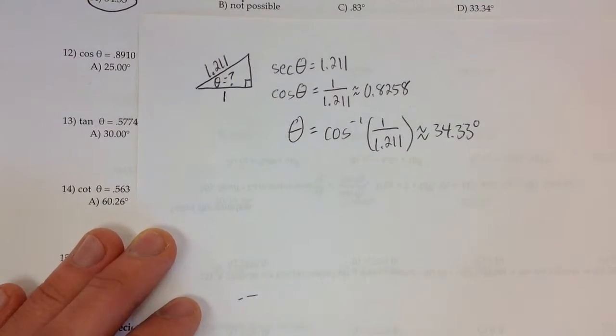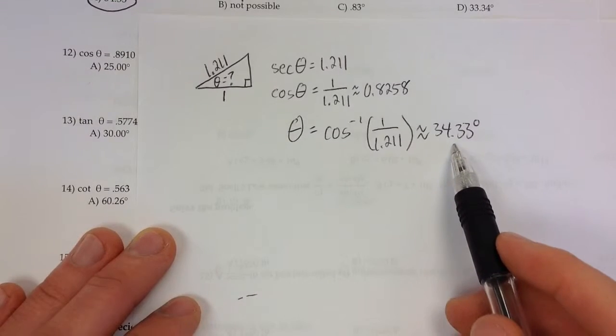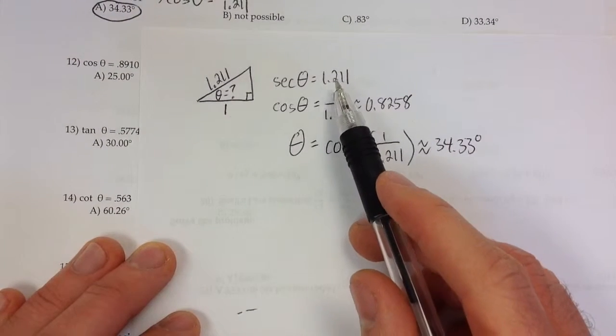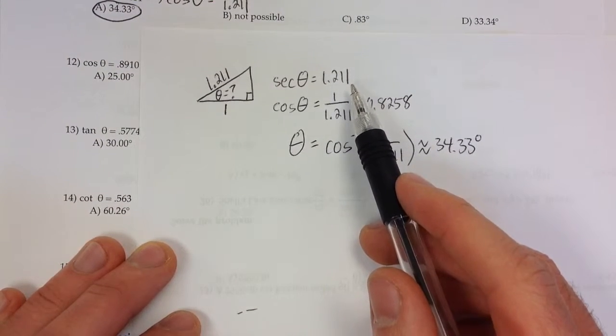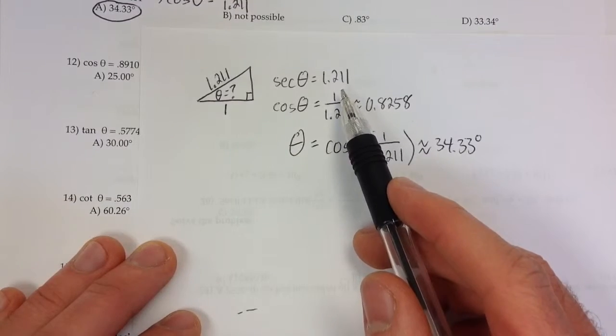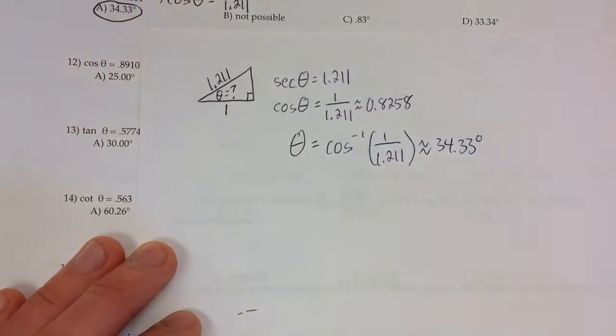Okay. Which is going to be also the angle for which secant is 1.211, or the ratio of hypotenuse to adjacent is 1.211 to 1.